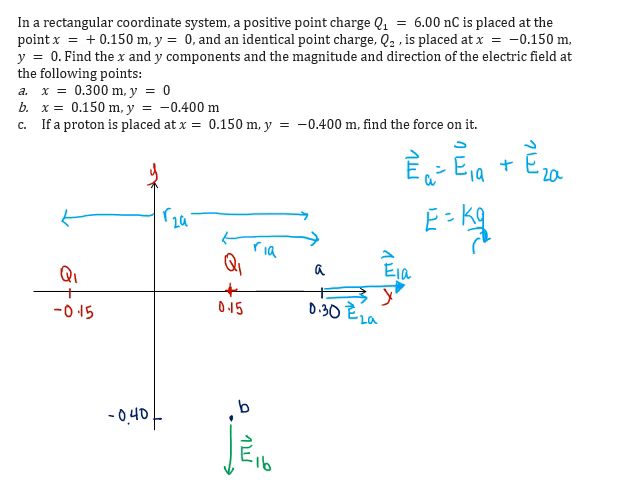Charge 2 is positive, so the electric field is going to point away. So it's going to go down and left. So there's our electric field due to charge 2.